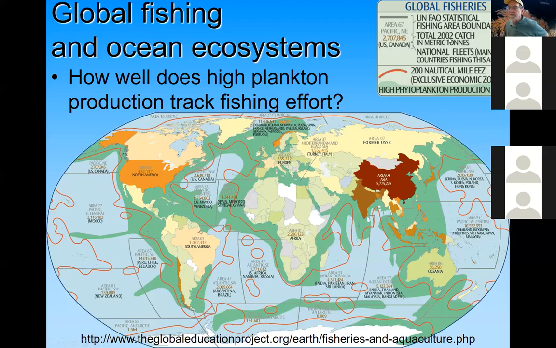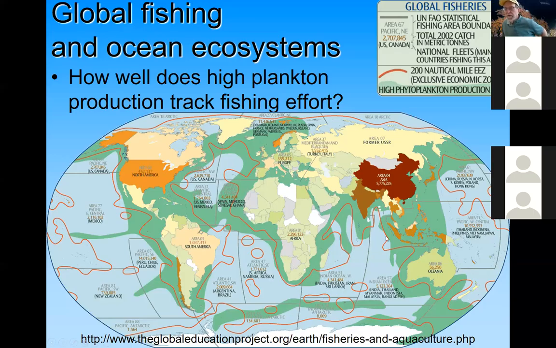This map here is kind of out of date, but it shows the catch in metric tons of all fish. 2,700,000 metric tons of fish were landed in 2002 in all of the exclusive economic zones. Some of the countries have large fishing fleets, and fishing can be conducted in a number of different ways. There are coastal fisheries, which are fishing vessels that typically stay close to land. And then there are high seas fishing boats that fish in international waters around the world, or by agreement can sometimes fish within the EEZ of other countries.